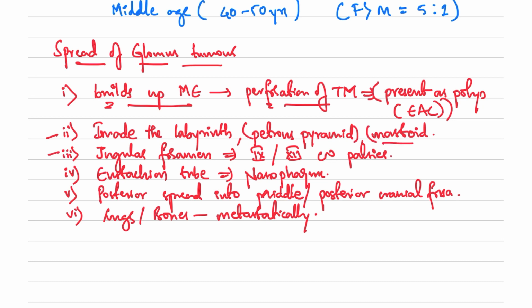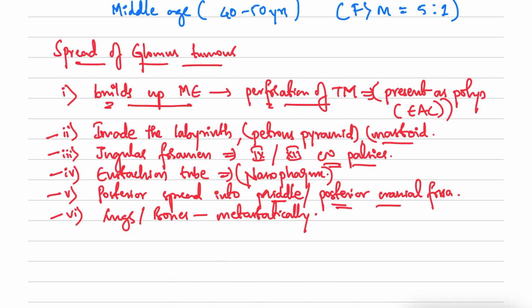Then there might be invasion through the jugular foramen, compressing the 9th and the 12th cranial nerves, leading to cranial palsies. It might go through the eustachian tube into the nasopharynx, presenting in the nasopharynx. It might also spread posteriorly into the middle and the posterior cranial fossa intracranially, or there might be a metastatic spread to the lungs and the bones. So this is about the spread of the glomus tumor.